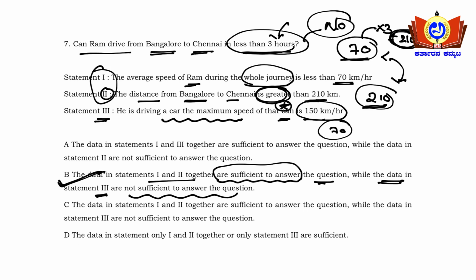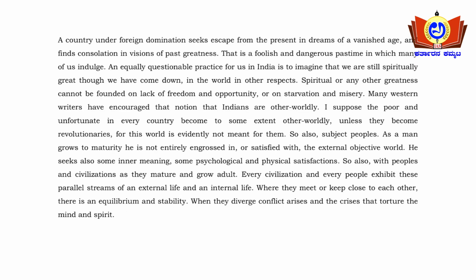So moving on to the next question. So this is a passage here. A country under foreign domination seeks escape from the present in dreams of vanished age and finds consolation in visions of past greatness. That is a foolish and dangerous pastime in which many of us indulge. An equally questionable practice for us in India is to imagine that we are still spiritually great though we have come down in the world in other respects. Spiritual or any other greatness cannot be founded on lack of freedom and opportunity or on starvation and misery.